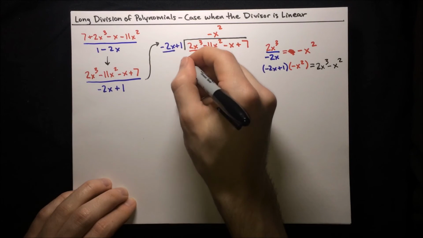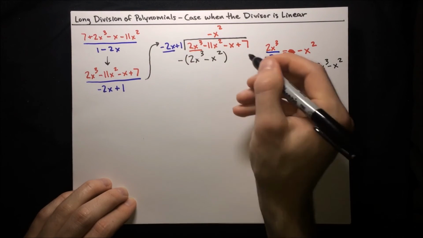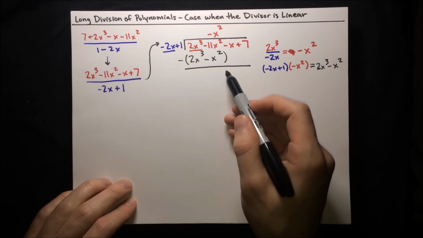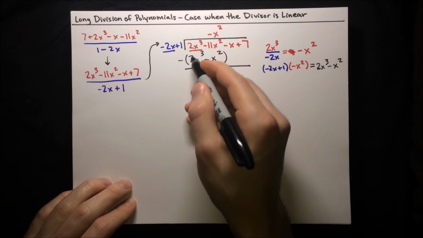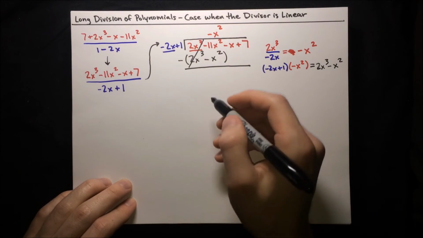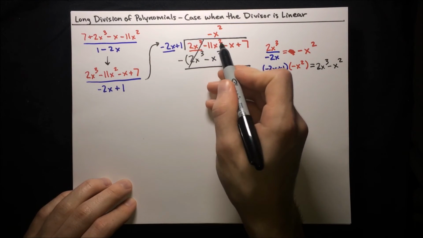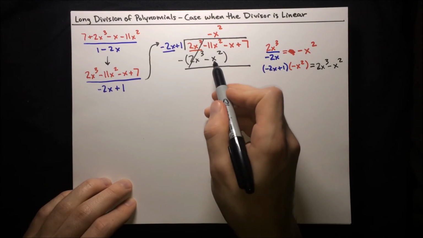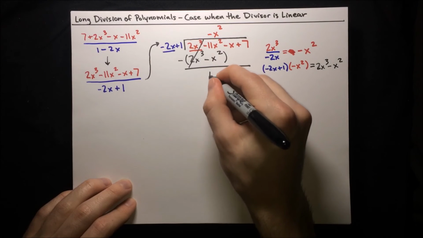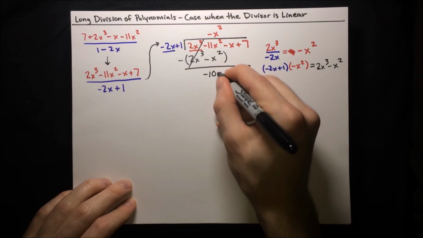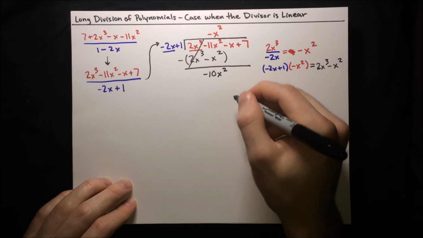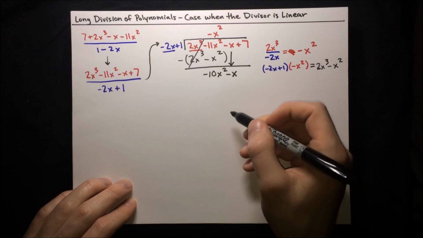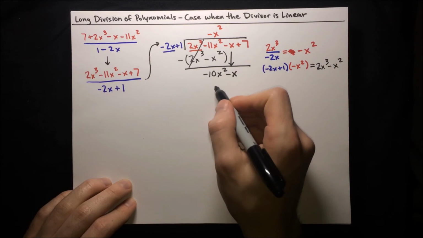So now we have to subtract that from the dividend and see what's left over and just keep on performing the process until we get to the end. So 2x cubed minus 2x cubed, that cancels. Negative 11x squared minus negative x squared, that's really negative 11x squared plus x squared, which is just negative 10x squared, rather. And then we bring down the next term, the minus x. And we perform the same process again.